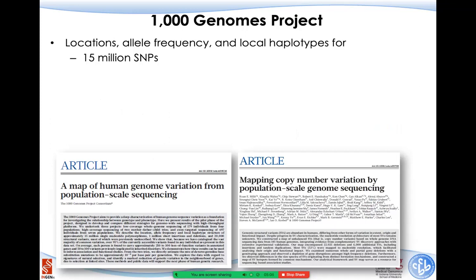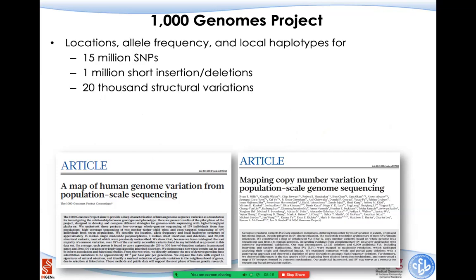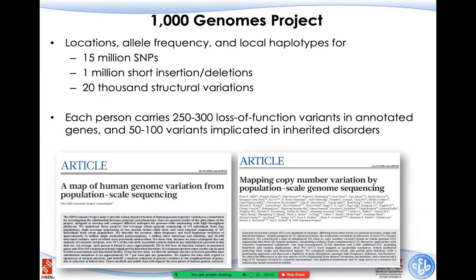From the Thousand Genomes Project, people identified over 15 million SNPs across 2,500 individuals. About 1 million short insertions and deletions were identified, and 20,000 structural variations. They also found that each person carries about 250 to 300 loss of function variants in annotated genes and 50 to 100 variants implicated in inherited disorders.